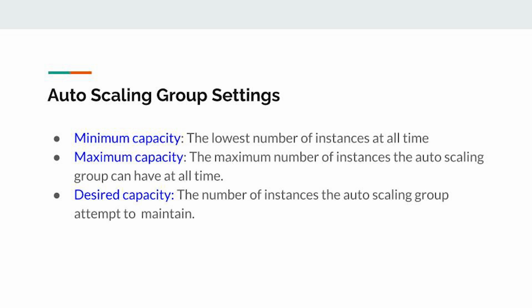The third setting, desired capacity. The desired capacity is the number of instances the auto-scaling group attempts to maintain. After creating the auto-scaling group, you can change the desired capacity manually or automatically based on a CloudWatch metric. But the desired capacity can never go below the minimum capacity, and it can never go above the maximum capacity.